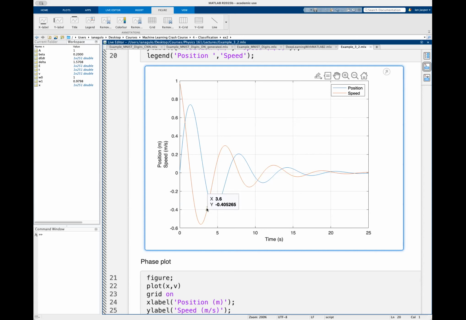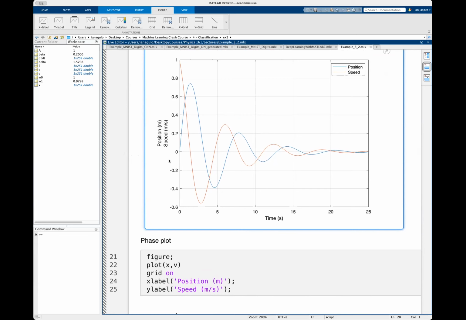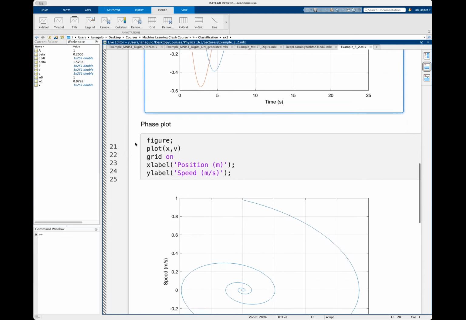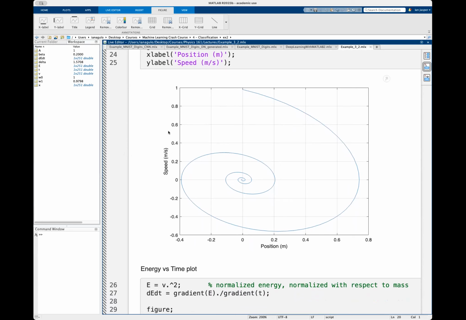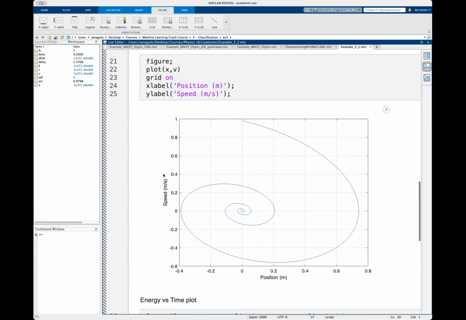At the same time, nagdi-increase tsaka nagdi-decrease yung velocity, and nag-change siya ng direction depende sa kung ano yung nangyayari sa kung ano yung driving force. Okay? Now, here, this is the graph of position and speed versus time. If we plot the speed versus position, then we get our phase plot.